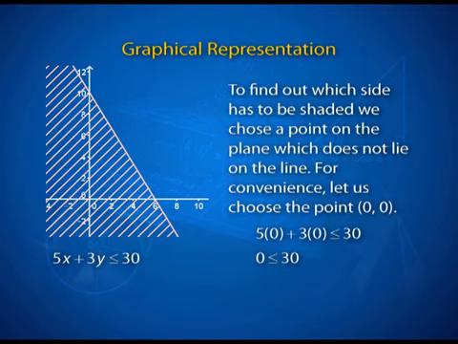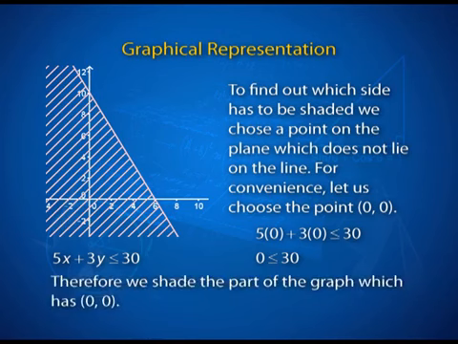So, 5 into 0 plus 3 into 0 is less than or equal to 30, that is 0 is less than or equal to 30, which is true. Therefore, we shade that part of the plane which has the point (0, 0) and hence we shade the lower left part of the plane.